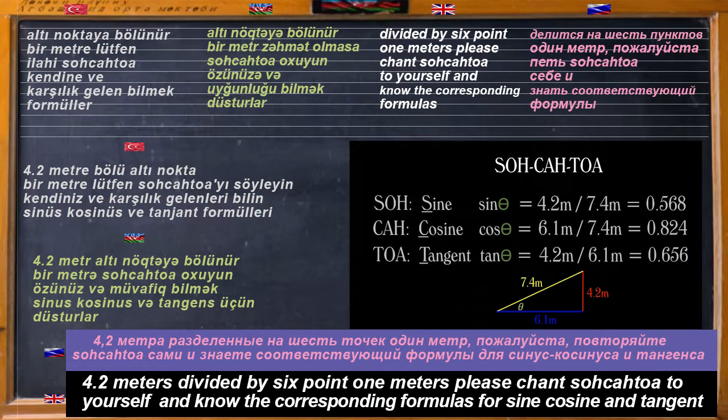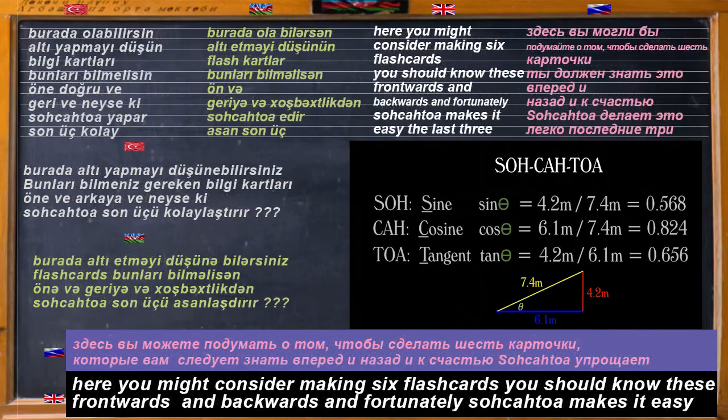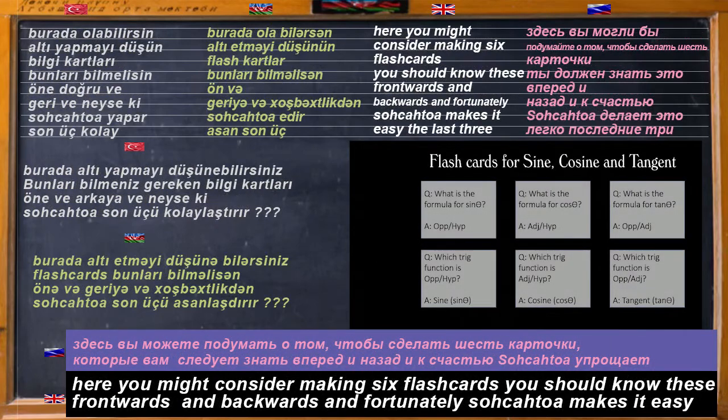Please chant SOHCAHTOA to yourself and know the corresponding formulas for sine, cosine, and tangent. Here, you might consider making 6 flashcards. You should know these frontwards and backwards, and fortunately, SOHCAHTOA makes it easy.